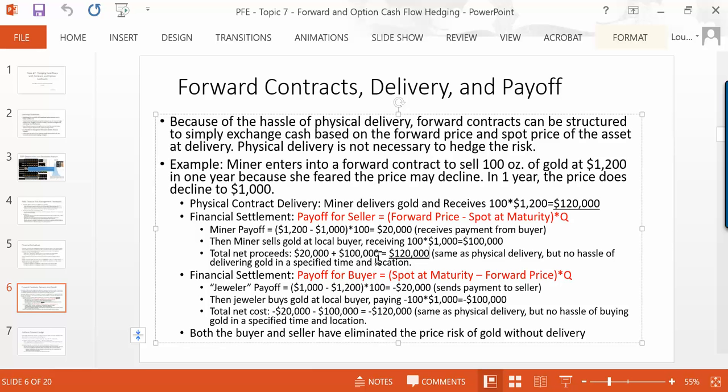After thousands of years of gold being valued, for some reason, next year gold prices go to zero. No one wants any. Well, the miner would just basically throw away their gold. However, they'll go to their forward contract counterparty and say, hey, you owe me $1,200 minus 0 times 100. You owe me $120,000. So you can see it doesn't really matter what happens to the price of gold at this point, because they have a contract that pays them the forward price minus the spot times the quantity.